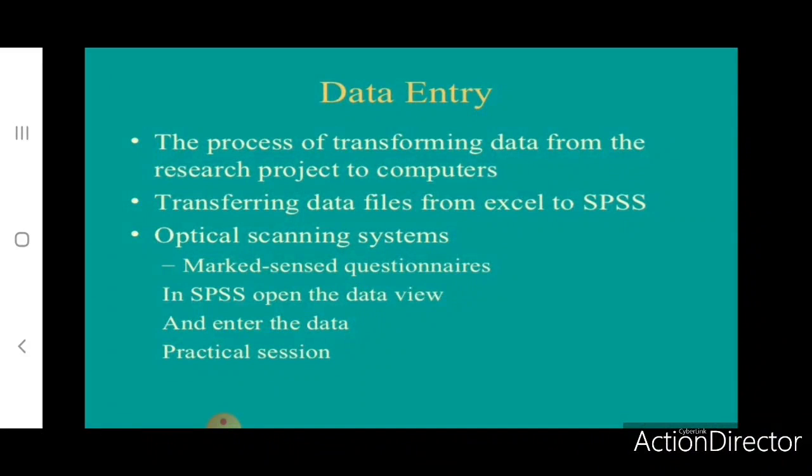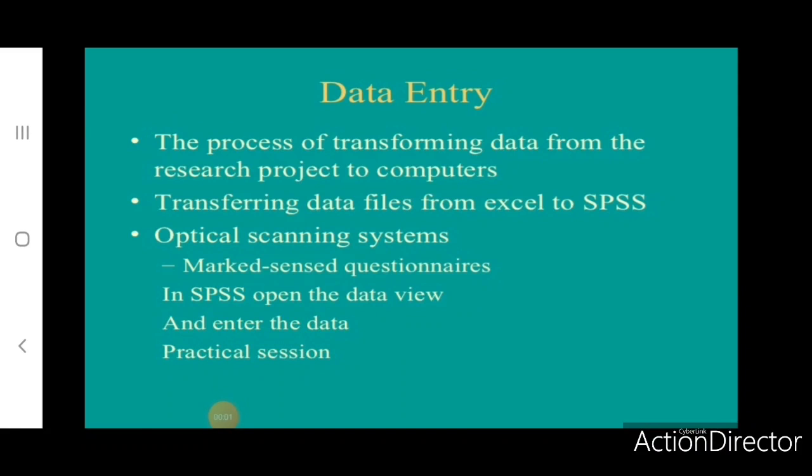Data entry is the process of transforming data from the research project to computers. Nowadays, SPSS is widely used for entering the data into the computers. The information which is collected with the help of a questionnaire is to be entered into the computer while using SPSS. So SPSS serves as a valuable data entry device. Not only SPSS, nowadays email data capturing is also widely used. The email data capturing method is more popular in the case of email surveys.